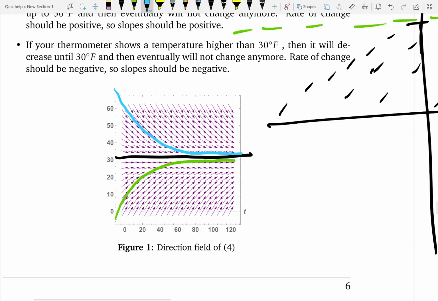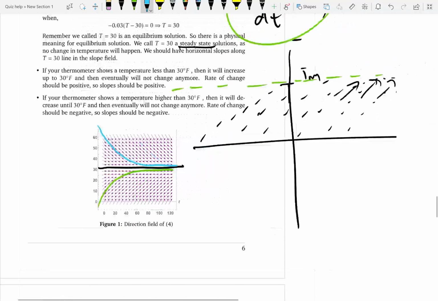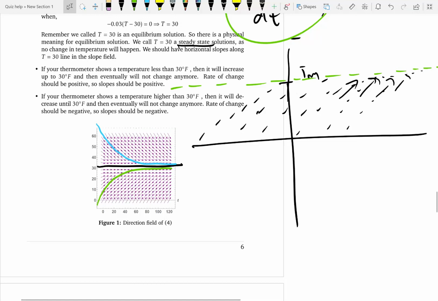Now the other thing we need to discuss, from our language, is that when you talk about an equilibrium solution, we ask the question whether it's stable or unstable. Now this also has a physical meaning, right? So what do you think this 30 equilibrium solution, T is equal to 30, or generally for any model T is equal to T sub m, what do you think?